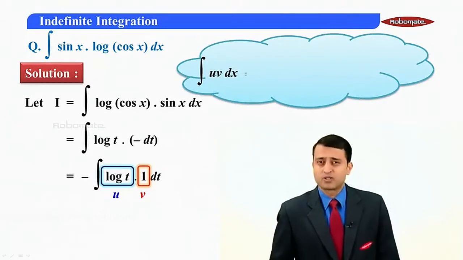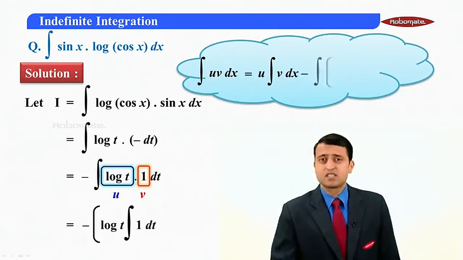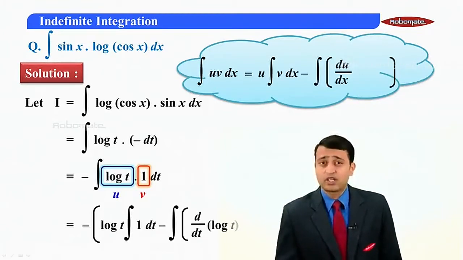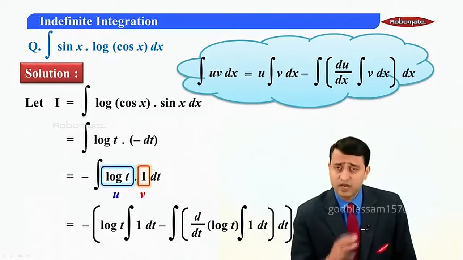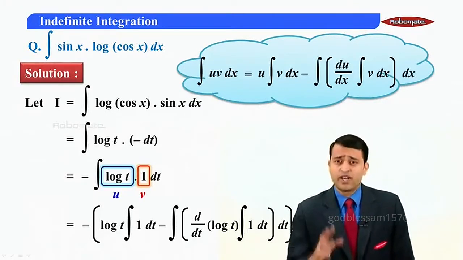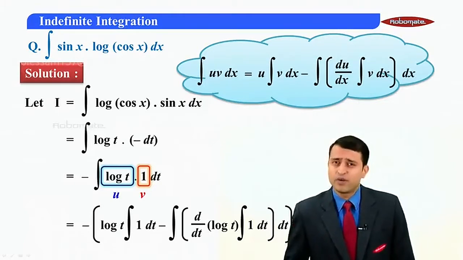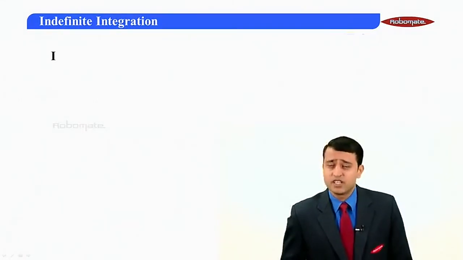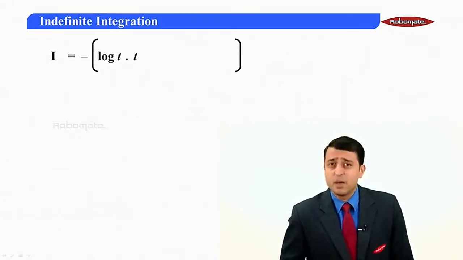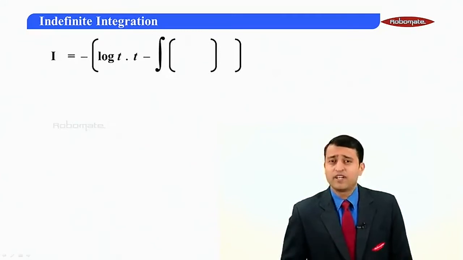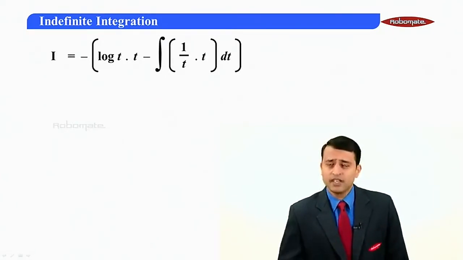So we'll get minus of log t into 1 dt minus d by dt of log t integral of 1 dt the whole dt. That's our rule. Is that okay? We have applied the rule. What I need is integral 1, which is t. That's it. And derivative of log t is 1 by t. So let us see what is the next step. It will be log t into t minus integral of d by dt of log t was 1 by t, and integral of 1 was t. dt has to be there.